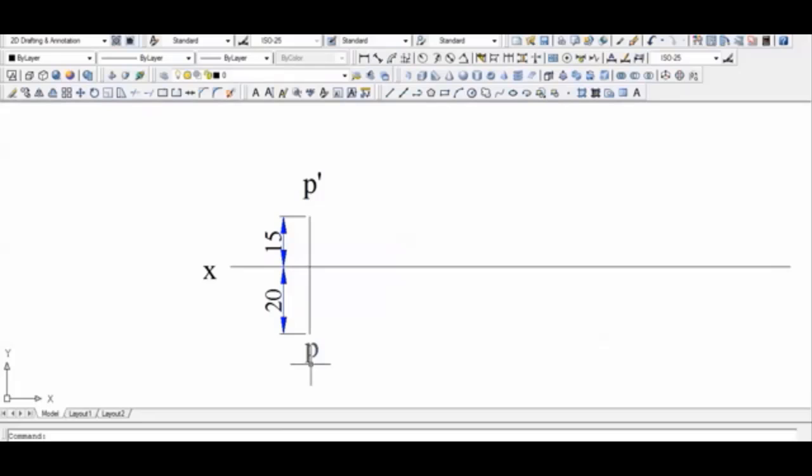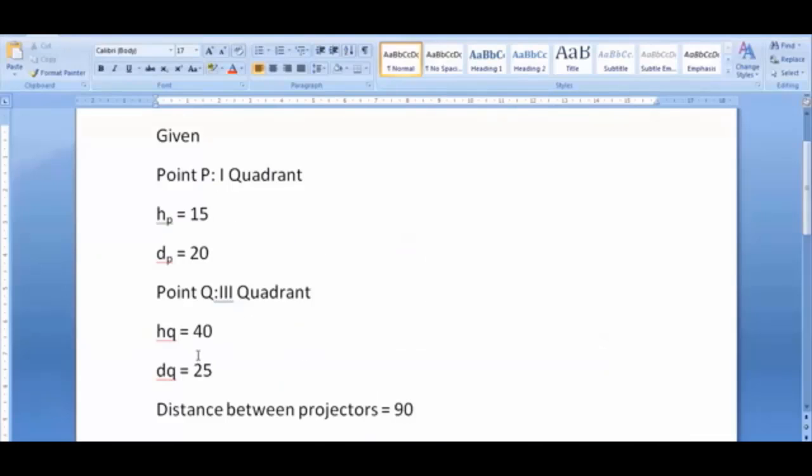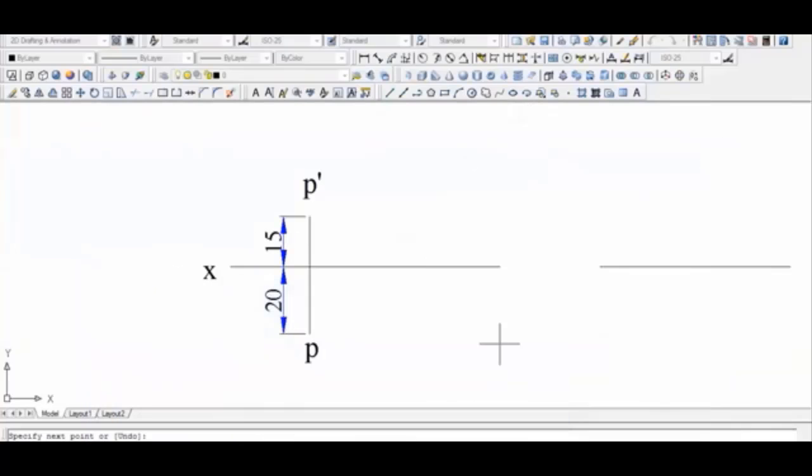Okay, so there is another point, point Q, and the distance of point Q from the projector of point P is 90 millimeters. And for point Q we have the values of H and D as 25 and 40. Now since point Q lies in the third quadrant, that means H is going to be below XY, whereas D is going to be above XY. So 25 will be above XY and 40 will be below XY.